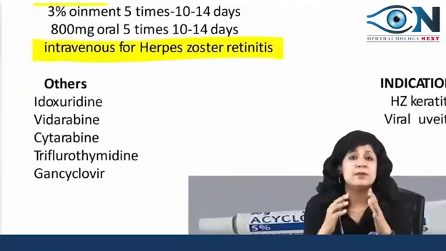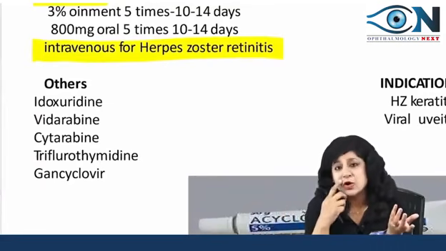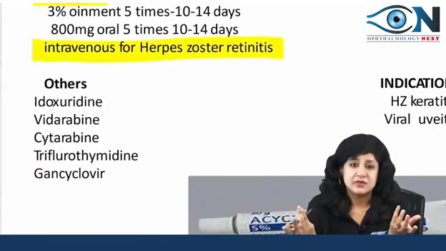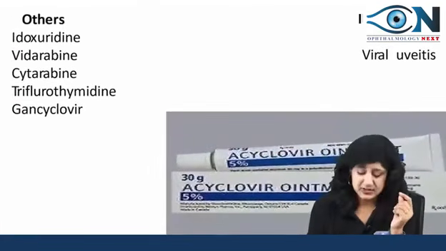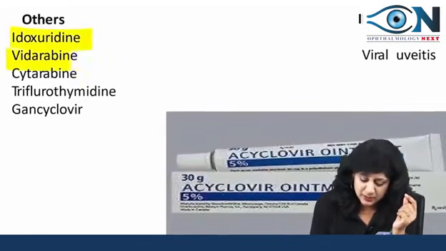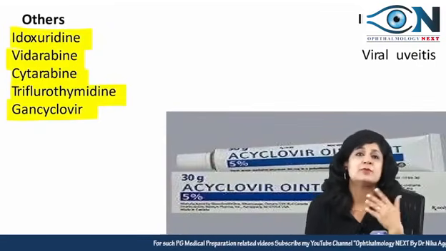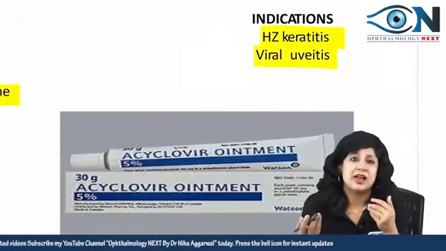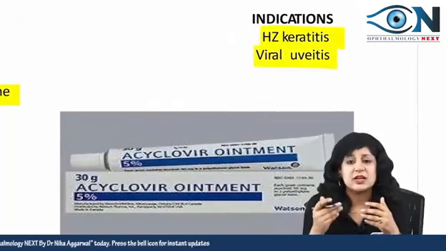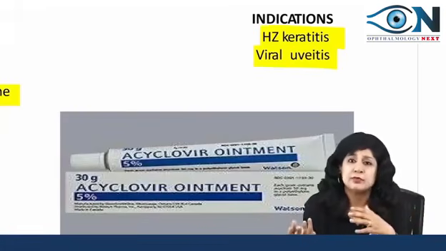So you know that herpes simplex is the simple one and zoster is a severe one. So when it is causing the retinitis, we can even use the intravenous variety. Then apart from this, we have a lot of drugs like idoxuridine, vidarabine, cytarabine, trifluorothymidine, ganciclovir. But yes, acyclovir and ganciclovir are the most important ones, and most of the time the indication is herpes zoster, or we have the viral uveitis. There also we can use it. Again, they are available in the ointment form and in the form of tablets.